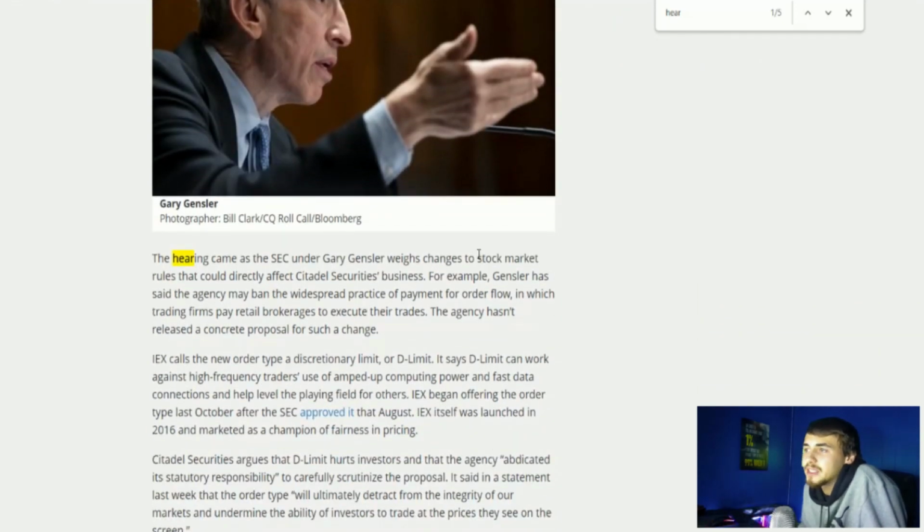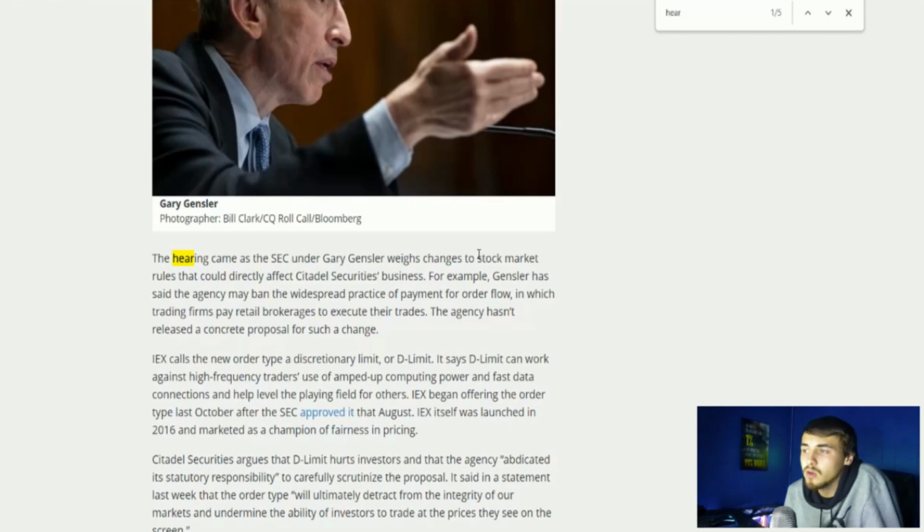The hearing came as the SEC under Gary Gensler weighs changes to stock market rules that could directly affect Citadel Securities' business. For example, Gensler has said the agency may ban the widespread practice of payment for order flow, in which trading firms pay retail brokerages to execute their trades. The agency hasn't released a concrete proposal for such a change.